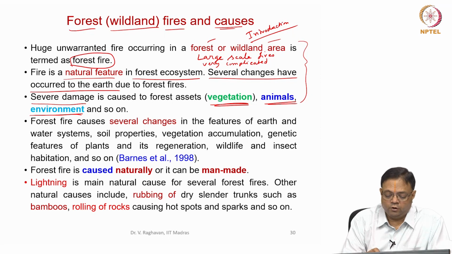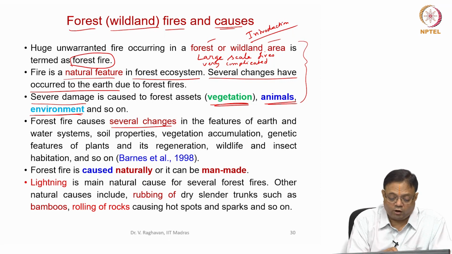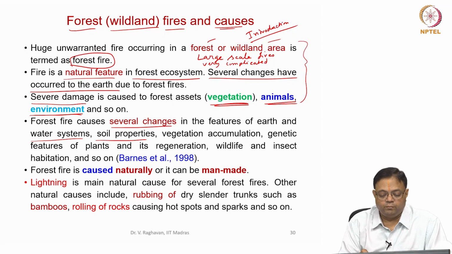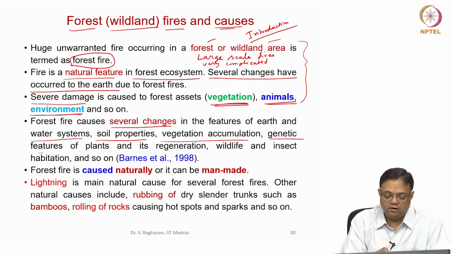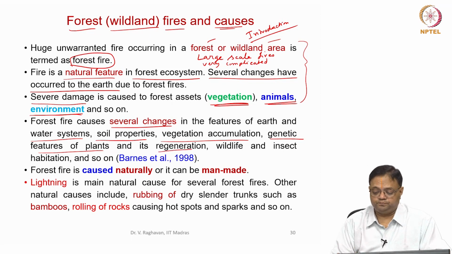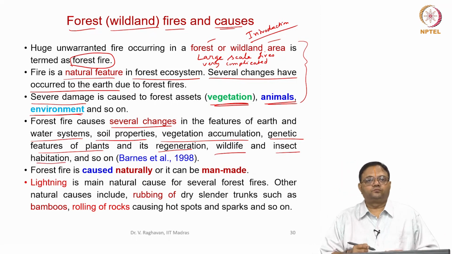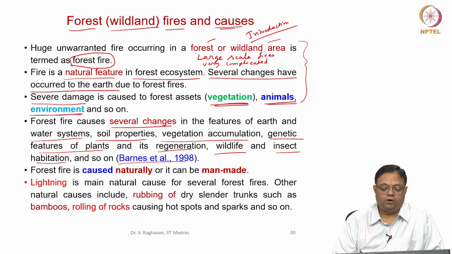Forest fires cause several changes in the features of the earth and water systems. Obviously, when the vegetation itself burns, the soil properties also change. The vegetation accumulation will occur. Genetic features of the plants and their regeneration will change. Wildlife, basically insects, etc., are very much affected. So, these are reported in detail in Barnes et al., 1998, on how they are affected.